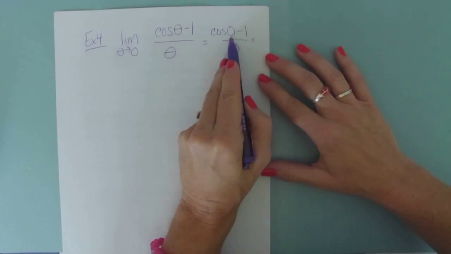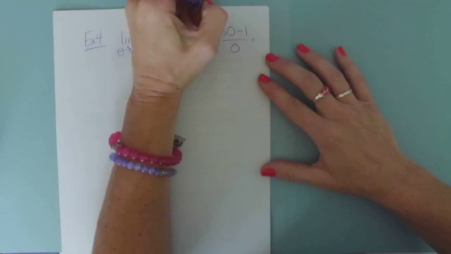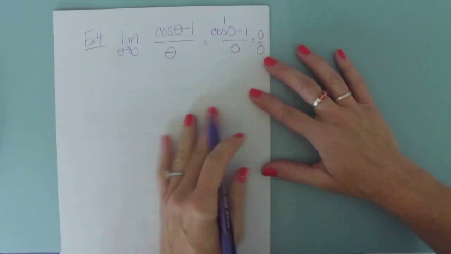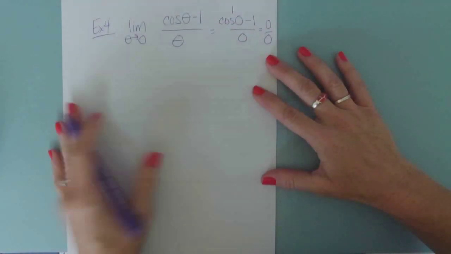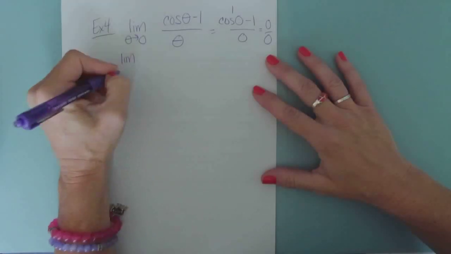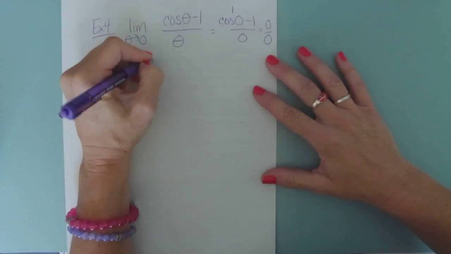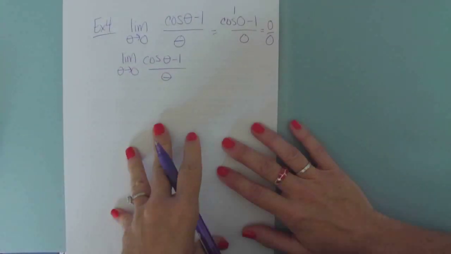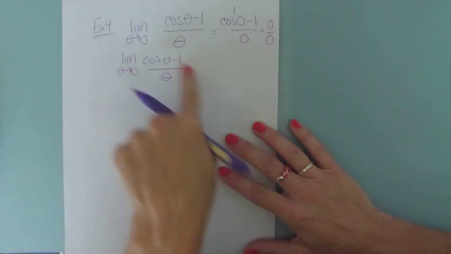Now the cosine of 0. The cosine of 0 is the first coordinate on the unit circle at 0. And that's going to be 1. 1 minus 1 is 0 over 0. And so again, undefined. So I'm going to bring this limit down. And we got to start to think about ways we can solve it.